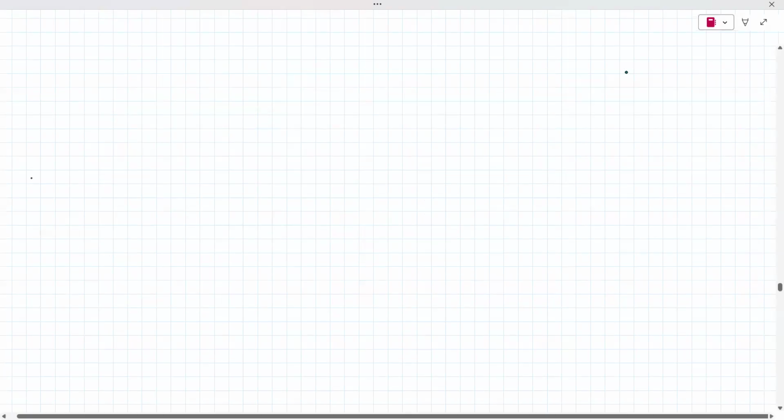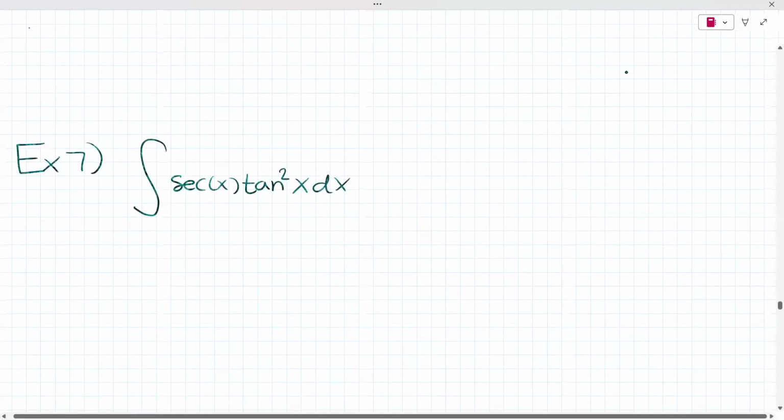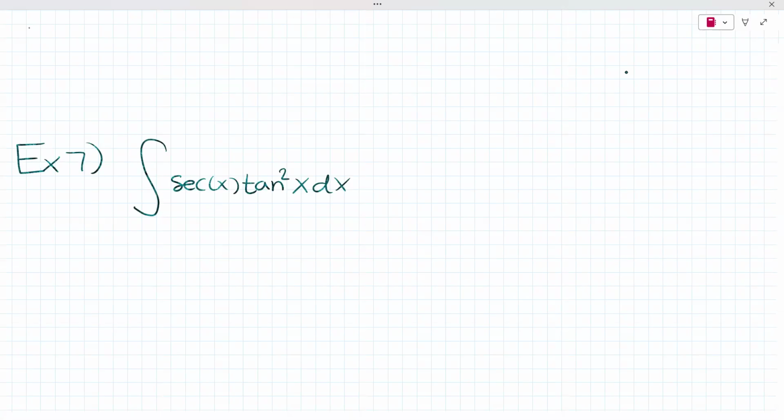Let's move on to example 7. We have the integral of secant x times tan square of x dx. So we have a secant x with a power of 1, and a tan of x with a power of 2, so we have an odd secant and an even tangent. We neither have an odd tangent nor an even secant.